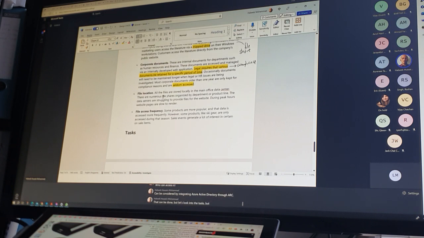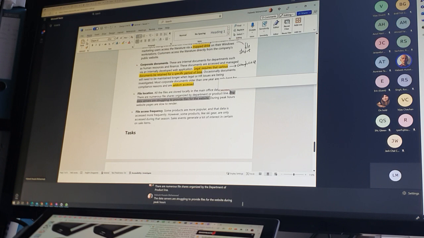But before that, let's look at file location. All the files are stored locally in the main office data center. There are numerous file shares, organized by department or product line. The data servers are struggling to provide files for the website during peak hours. This can be fixed by having a cache component, isn't it? So you need to understand which cache solution would help fix the problem. We haven't discussed something called CDNs, but this is something which can also be considered in this situation. I'm just jumping ahead, I'm just giving a hint, okay?